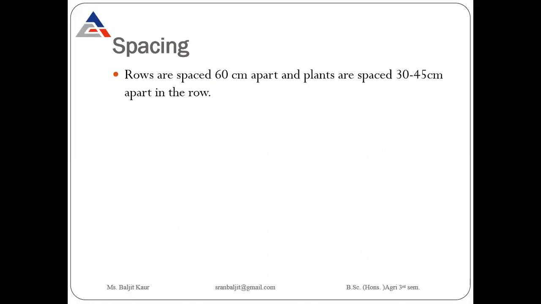Now spacing. So there are different seasons, different months in which we can grow the crop. So normally the spacing between the plants should be 30 to 45 centimeter, and between the rows the spacing should be 60 centimeter. It means the row to row distance should be 60 centimeter and plant to plant distance should be 30 to 45 centimeter, right? So this is the spacing requirement of brinjal.